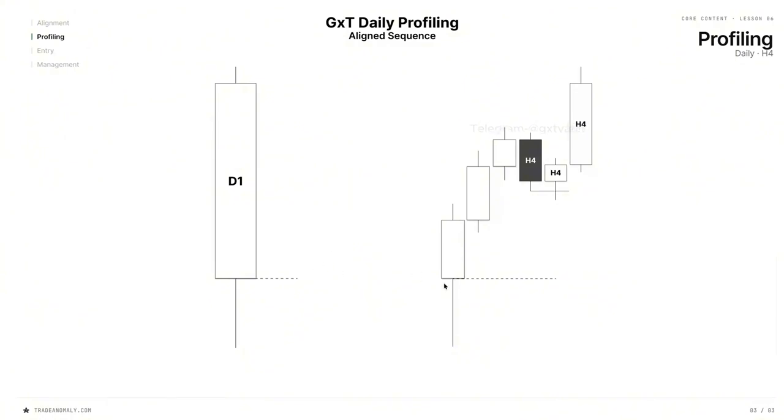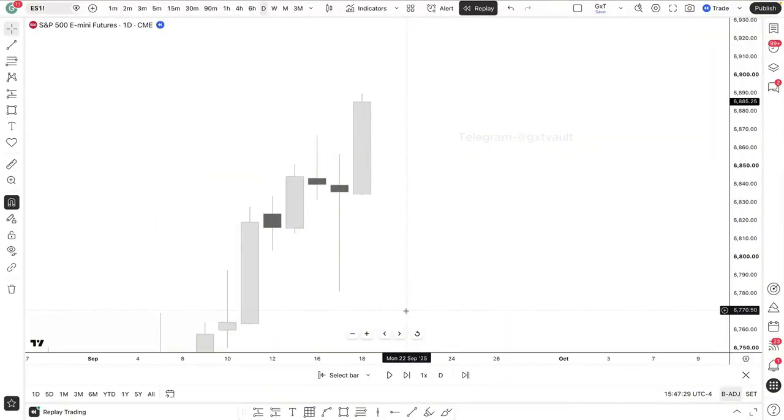So here is the daily/4-hour aligned sequence. This is when the day expands and then retraces. You're just waiting for that 4-hour to realign itself with the already existing daily expansion candle. So now let's go ahead and cover the daily and 4-hour alignment for the GXT candle profiling.